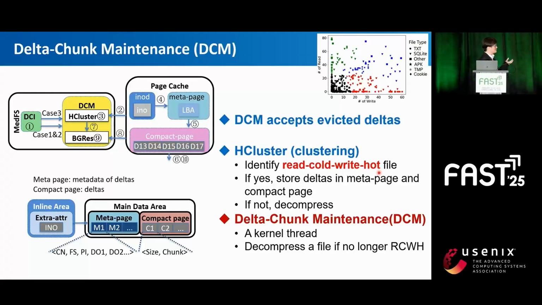so that means the read overhead is increased. So if you are updating a file, DCM only accepts the evicted delta from the file if the file is read-cold and write-hot. That is based on a clustering algorithm to identify read-cold, write-hot files.